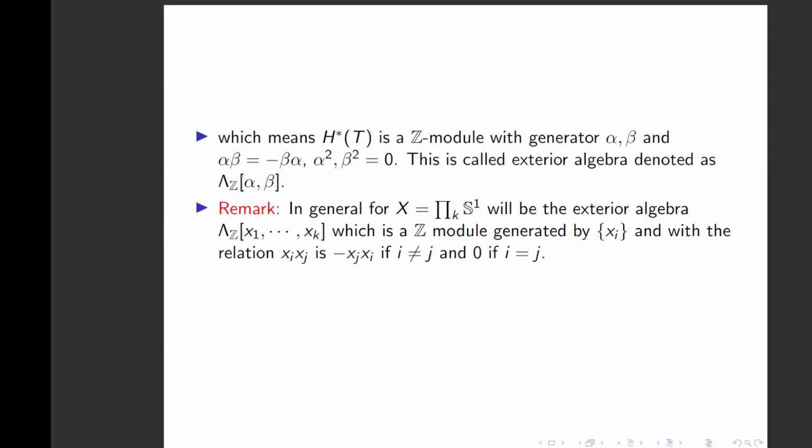Also, I forgot to mention some properties. If I have two spaces X and Y, then the cohomology ring of the product will just be the tensor product of their cohomology rings. So basically, this thing follows in this way.